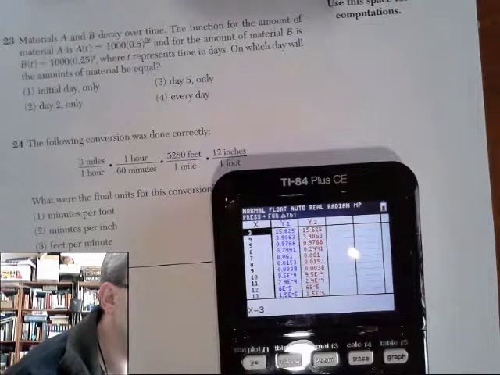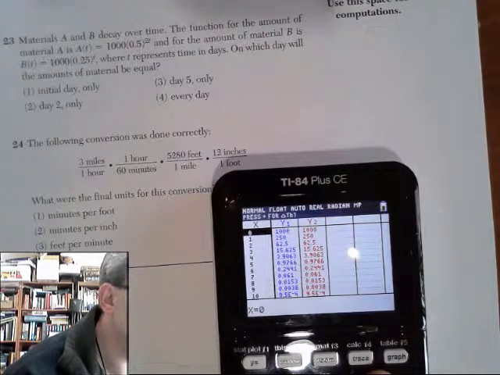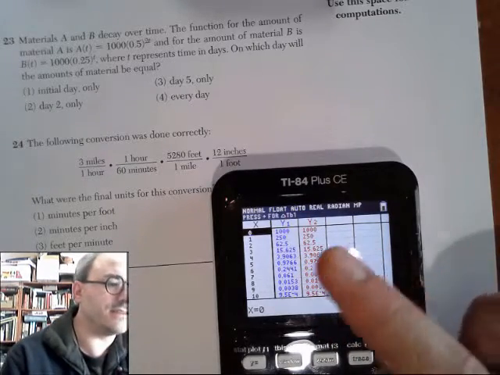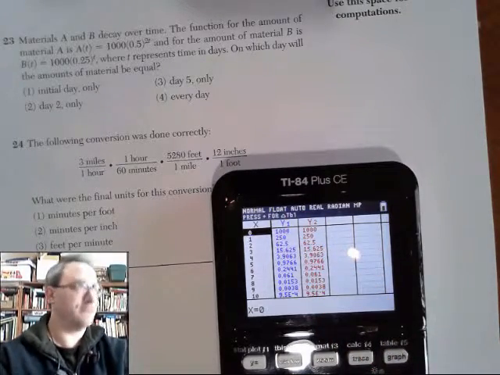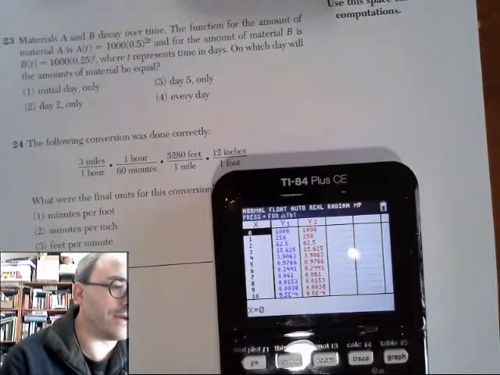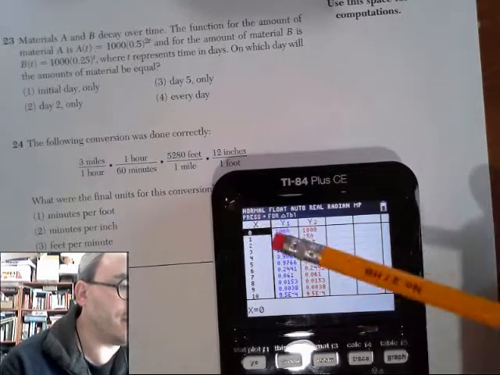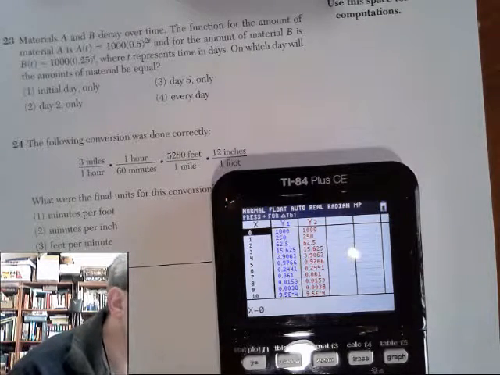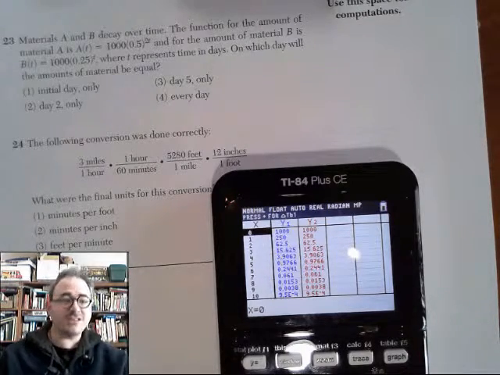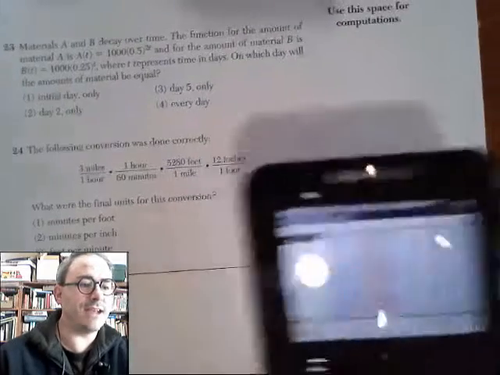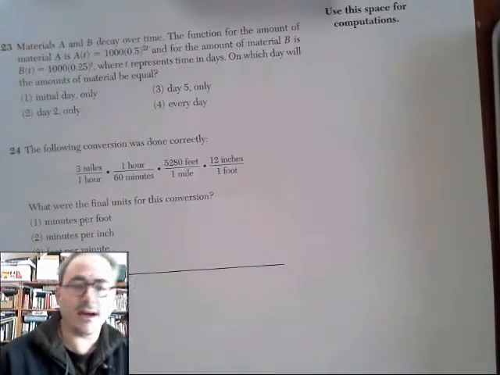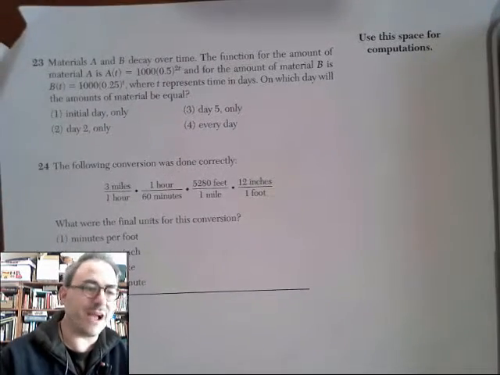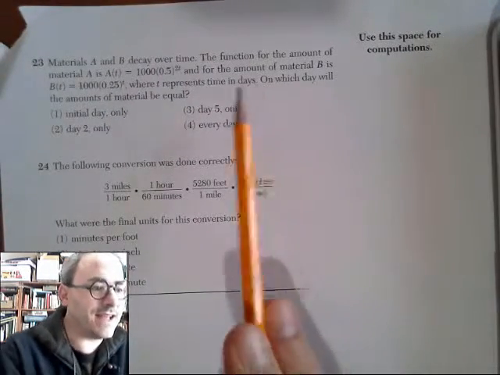Oh, look at that. Do you see what I'm seeing? These numbers are all the same. When x is 0, y1 is 1,000. When x is 0, y2 is 1,000. When x is 1, y1 is 250. When x is 1, y2 is 250. These two functions lie on top of each other. That's very good information.